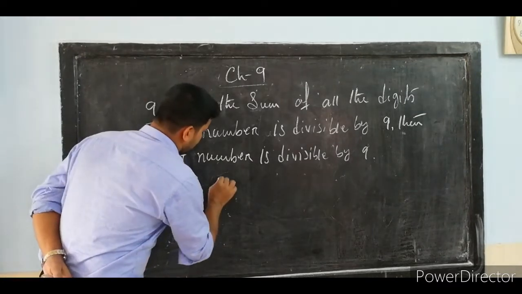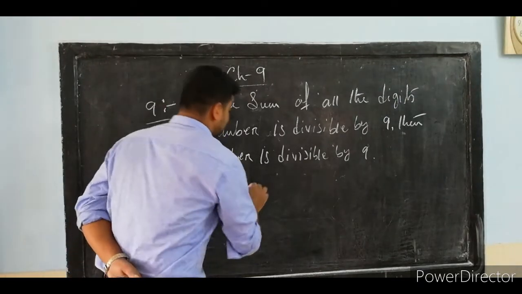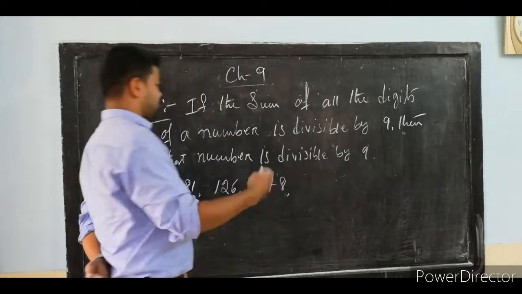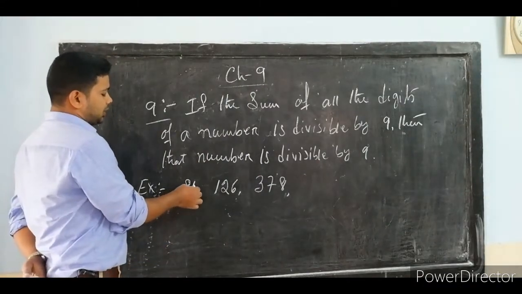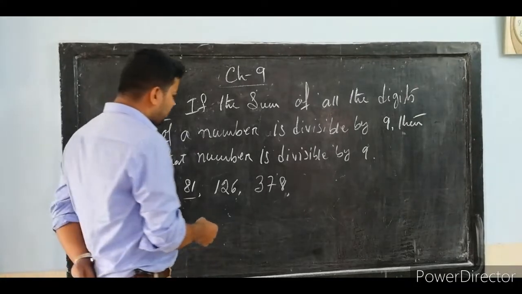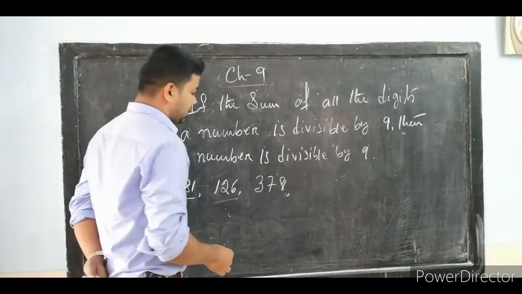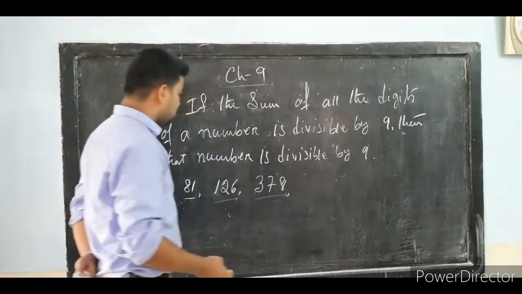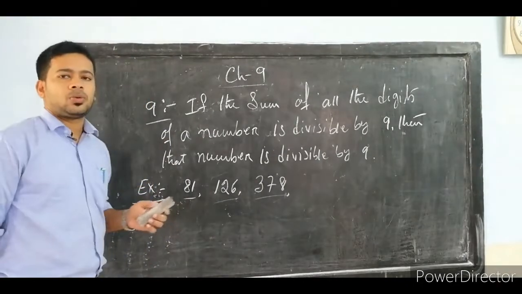81. Example, 126. Example, 378. Like this. Example can be given of anyone. Now here 8 plus 1 is 9, since the sum of the digits is a multiple of 9, it will be divisible by 9. Here 2 plus 1 is 3, plus 6 is 9, so it is also divisible by 9. Here 7 plus 3 is 10, plus 8 is 18, since 18 is a multiple of 9, this number is also divisible by 9. So this is the divisibility rule of 9.